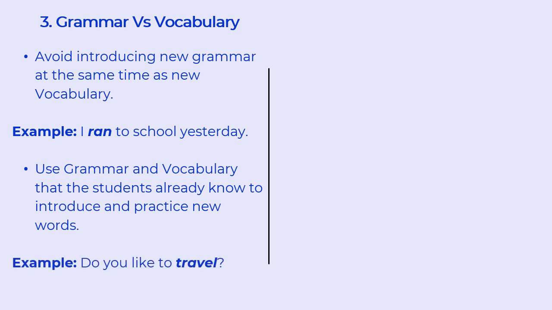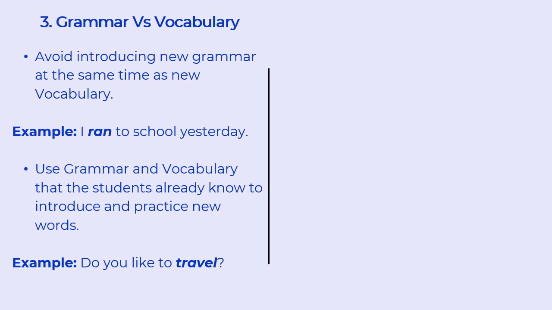For example, you want to teach students the word travel today. Do you like to travel? That is your sentence, your question. Students now should already know the words do you like to. These words don't give them trouble. So now you can actually focus on just the word travel. You don't have to care about whatever words come before or after the word travel. Students already know them, except for the word travel.